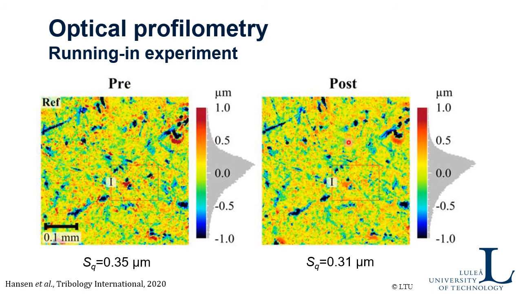And you can see here that it hasn't changed very much in the valleys, of course, but some of the peaks have been removed, and this is a distribution of the peaks. You can see that in the post surface there are a little bit fewer points in red, and they have been moved to the more orange and yellow here. That means that the highest peaks are worn off, and that's natural, of course, during running in, which this is a running in experiment.